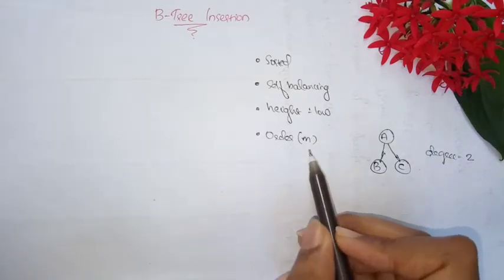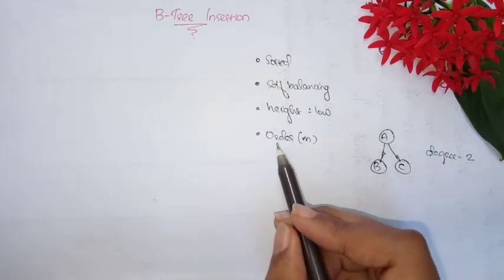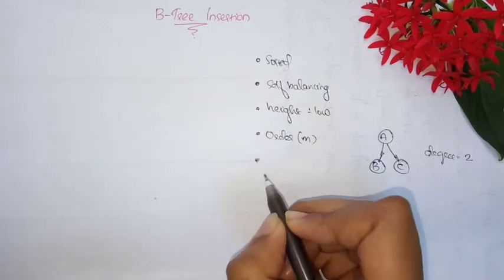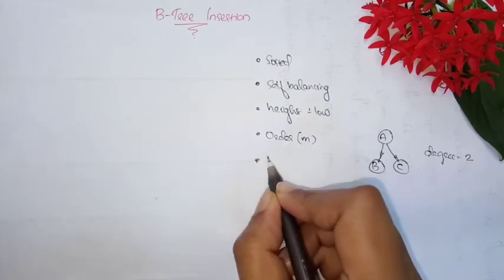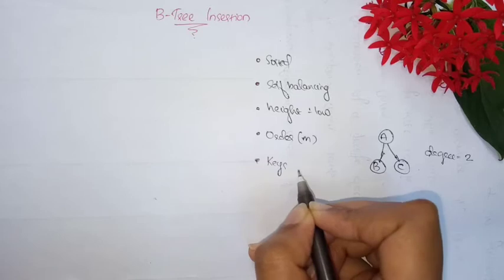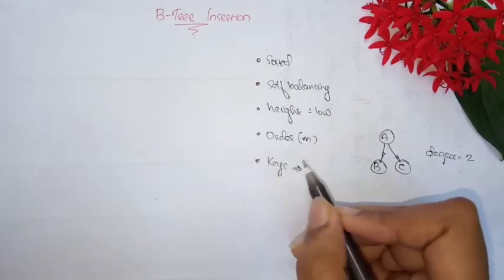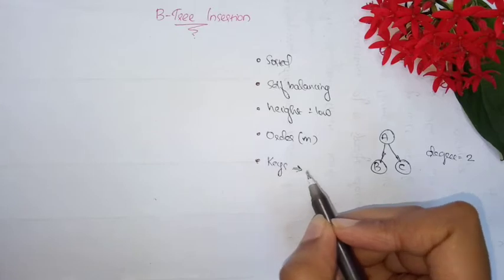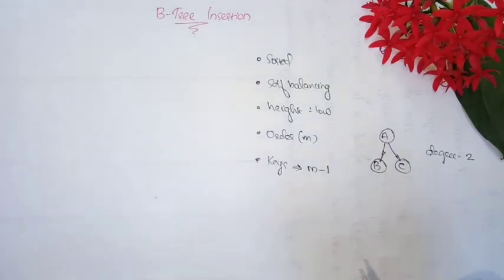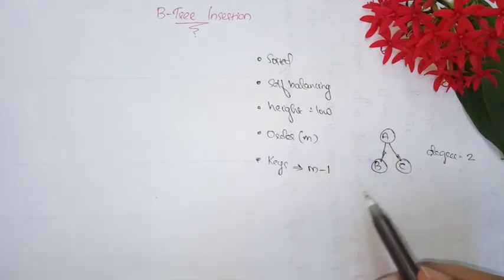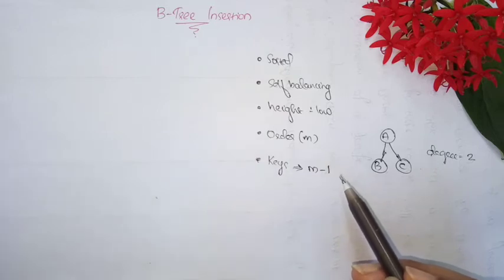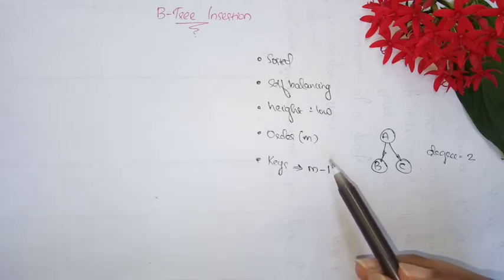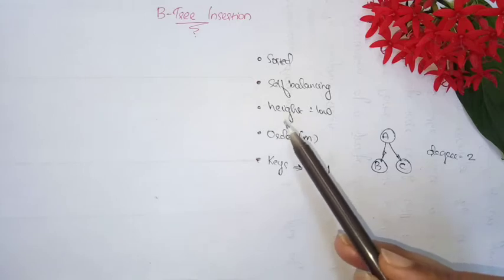And if we know the order of the B-tree, then we can also find the number of keys a particular node can store. That is, if the order is given as M, then the maximum number of keys a node can store is M minus 1. So these are some of the general details that we have to keep in mind when we are going for B-tree insertion. Now to get this idea more clear, let's see an example.